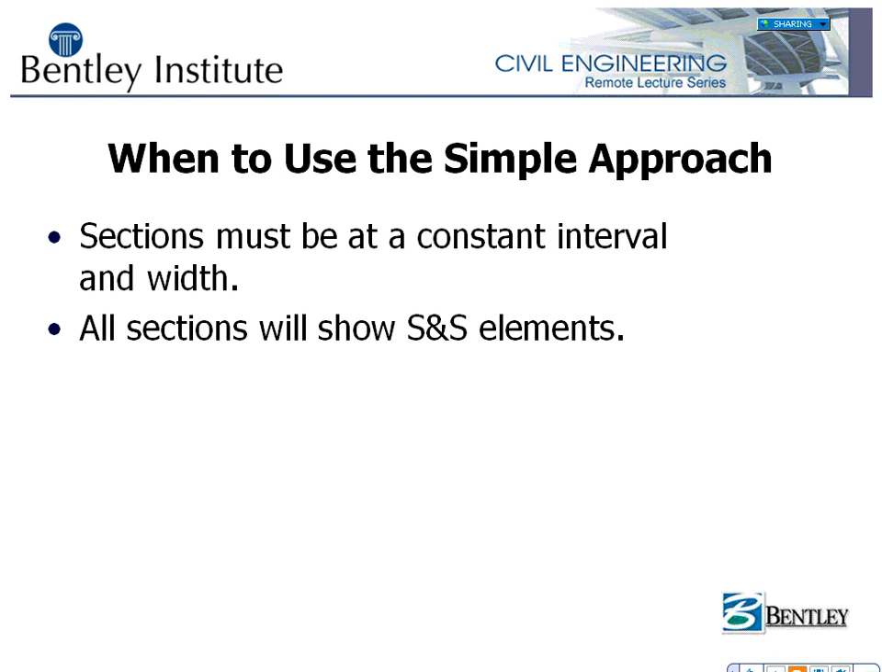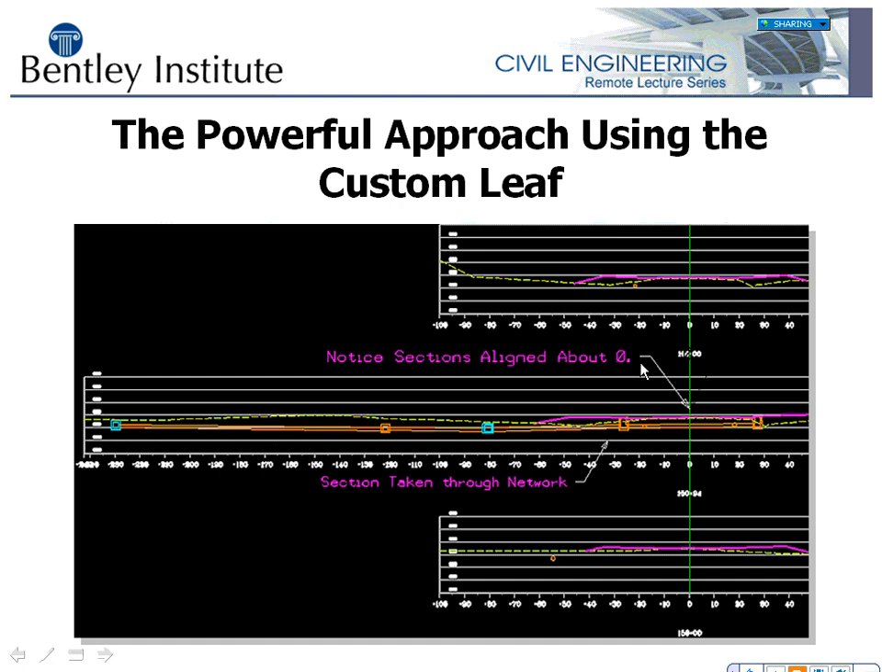Now in this case, there's also another very powerful piece of functionality, and that is that you can decide this green line is the zero. So even though you may have varying width cross sections on your custom sections, you can have them centered about zero and not be left justified. And this is a section in the middle of our cross section set of plans that was through a network, and it goes through the same algorithms that we use for the profile through network.